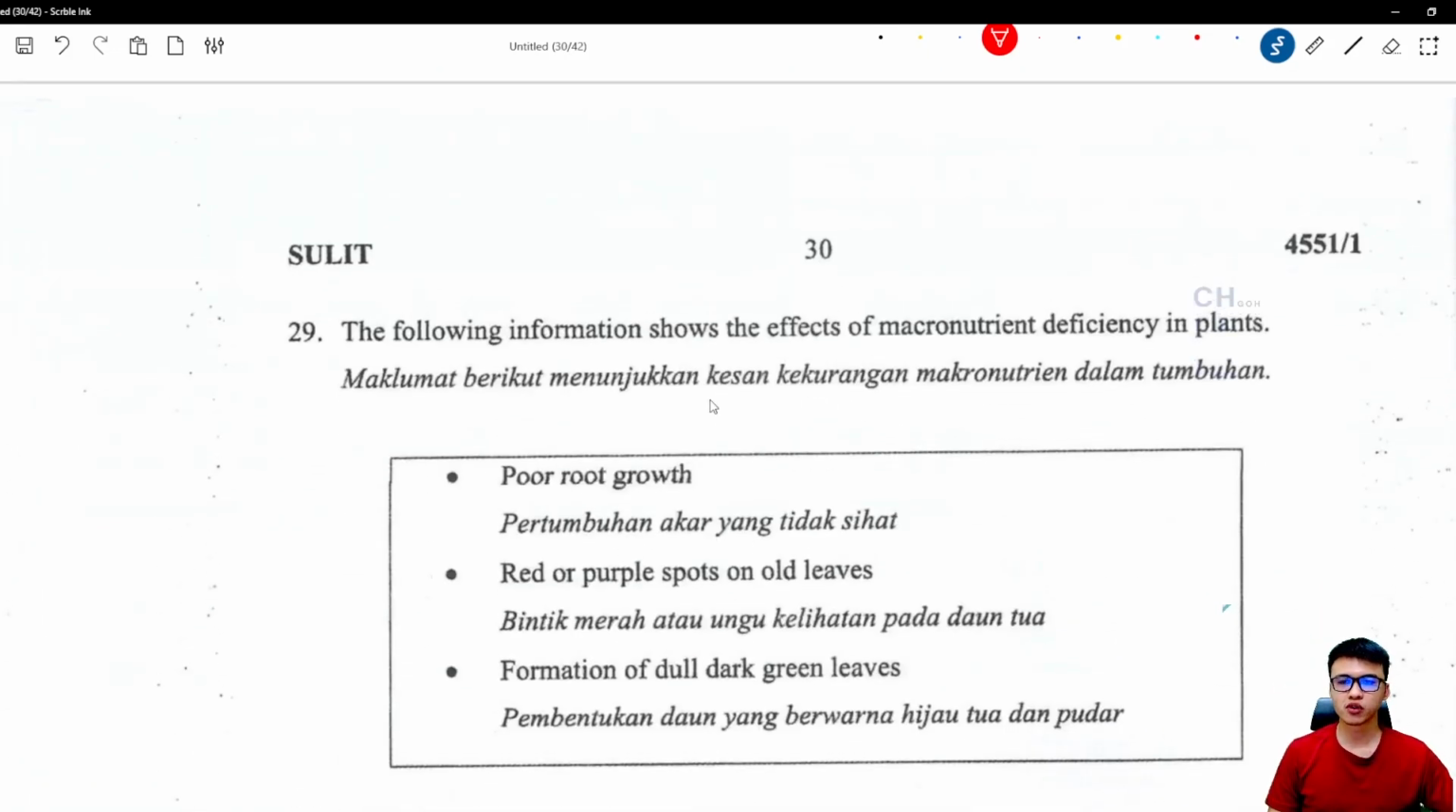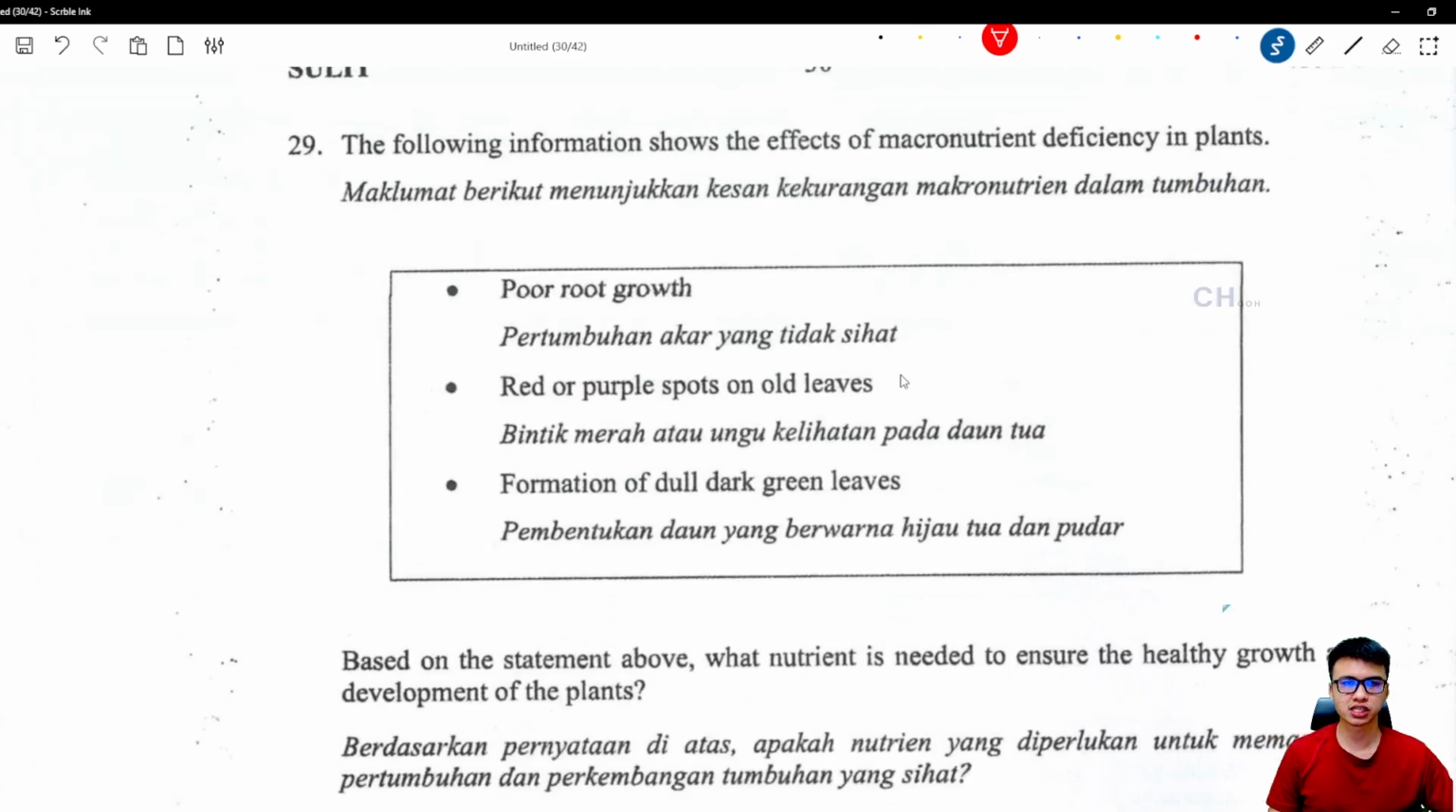Question 29. The following information shows the macronutrient deficiency in the plants: poor root growth, red and purple spot, formation of dark green leaf. Now guys, this one no choice. You guys need to memorize it. If you couldn't memorize it, then you cannot answer this kind of question.